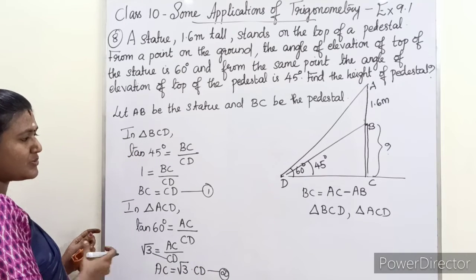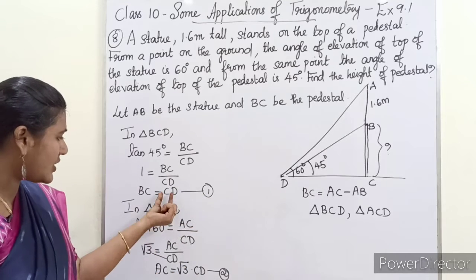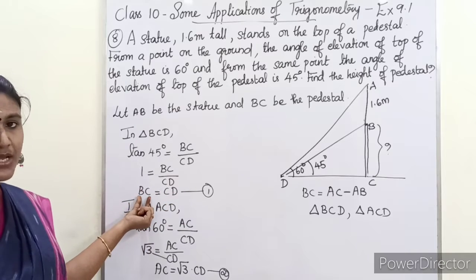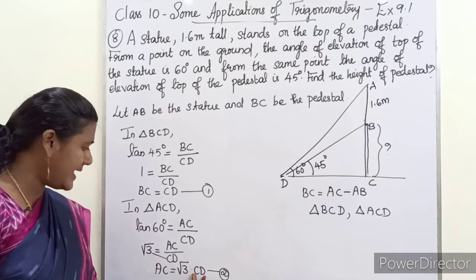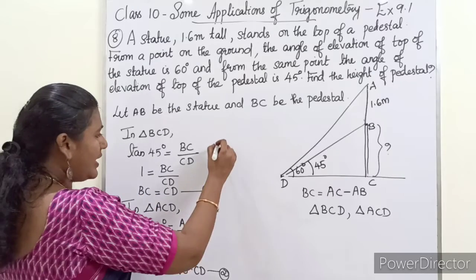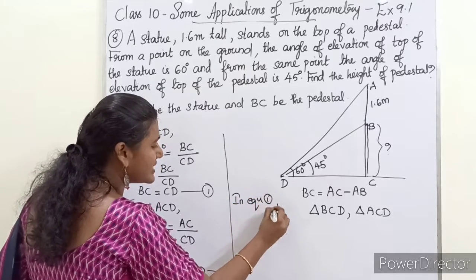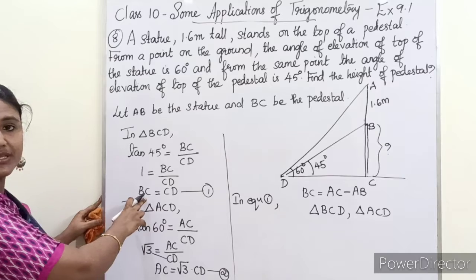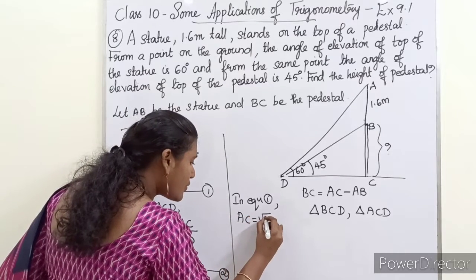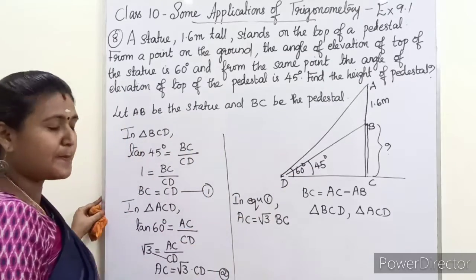So now we are going to simplify from the second equation. So from first equation, what is the value of CD? We got in first equation BC. So in this place, CD place, we are going to substitute BC value. Okay. So in equation 2, in the place of CD, we are going to substitute the value that is BC. So AC is equal to root 3 BC. We got. Actually, we have to find the value of BC.